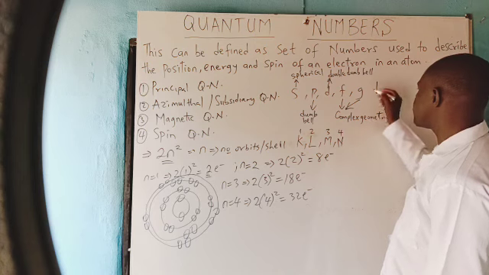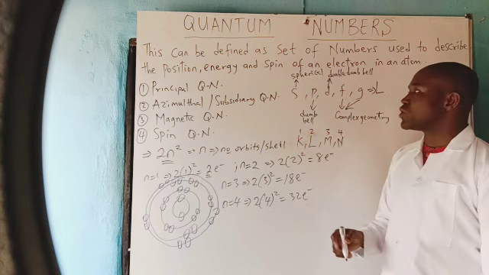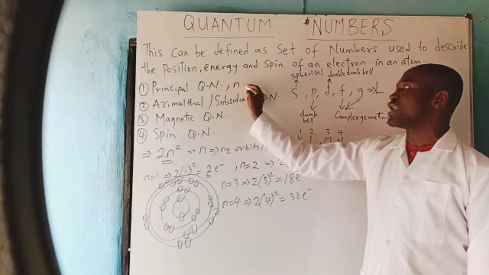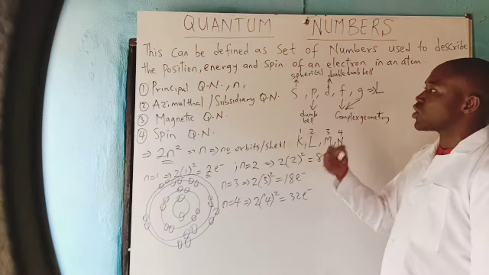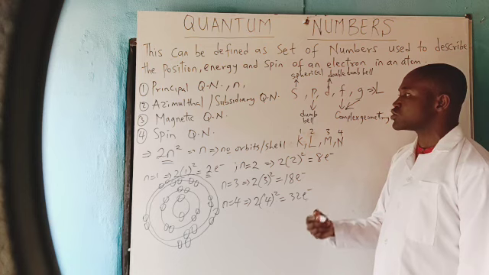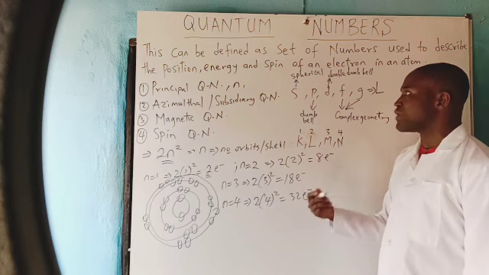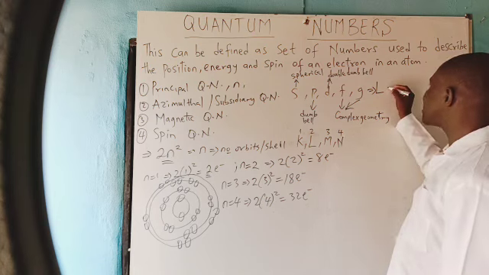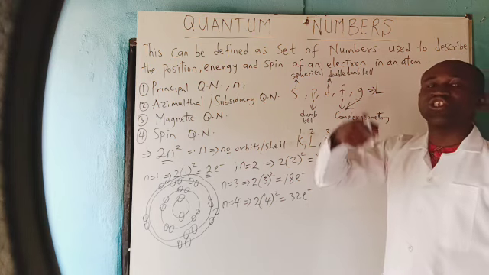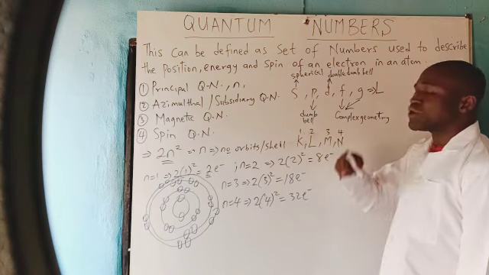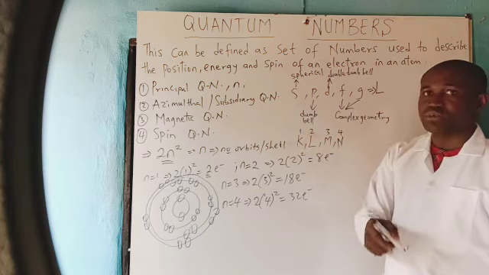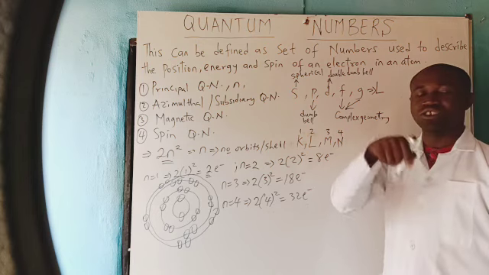Now, after talking about this shape, the azimuthal or subsidiary quantum number is denoted with l, whereas the principal quantum number is denoted with small letter n. That is why we talk about the number of electrons in the shells of an atom, whereas this one discusses what happens in the subshells. What are the orbitals in the subshell?